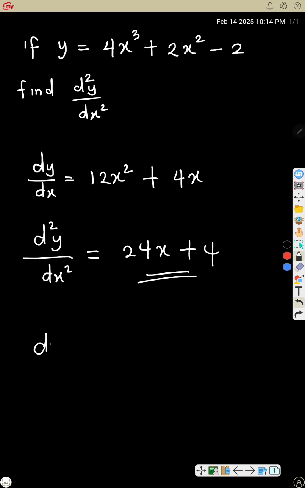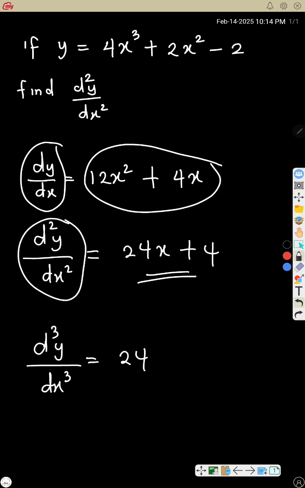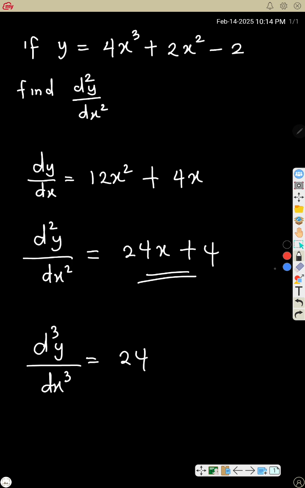Let's say the question says d³y over dx³. If I have this, it means I should differentiate again, 3 times. So differentiate 24x, that will be 24. 4 will be 0. So if y is equal to this, find d²y over dx², means find the dy over dx the first time. Now differentiate this answer again to get the second differentiation. Like that, depending on the number, if it is d³y over dx³, differentiate again 3 times. So the number of the power here determines the number of times you are going to differentiate.